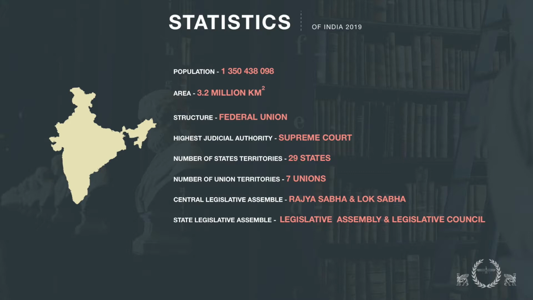Let's talk about the statistics of India and the reason why law plays a pivotal role in India. As of 2019, the population of India is at 1.35 billion people, and the area that India covers is roughly 3.2 million square kilometers. This is vital because we need to understand and put in perspective that India, having such a large landmass, has so many individuals interacting with one another on a daily basis.